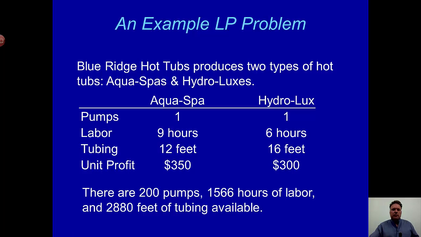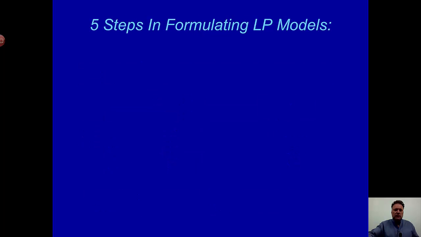Okay, we're continuing with the Blue Ridge hot tubs problem on page 21. Earlier we worked through the problem and we set it up. We did not set it up yet. We understood the problem and identified the different constraints and the objective function.